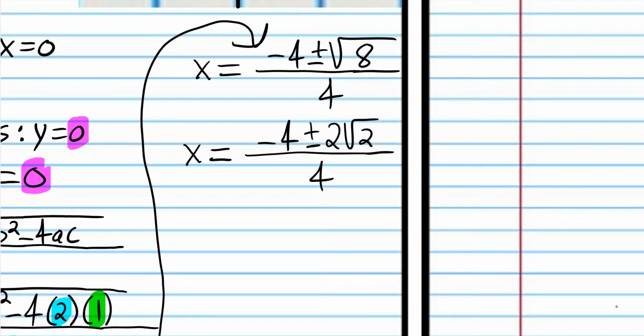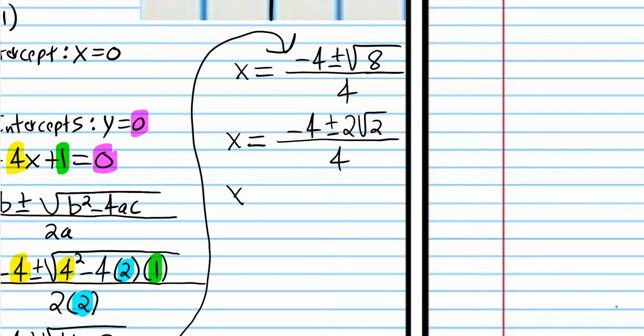Now at this point we need to do another dirty trick. We need to reduce this fraction. We have numbers in this term and this term that have common factors. So we can divide both sides of the fraction by 2, and we get -2 plus or minus √2 over 2. 2 divided by 2 is 1, -4 divided by 2 is -2, and 4 divided by 2 is 2.